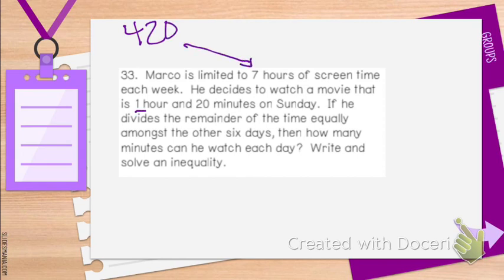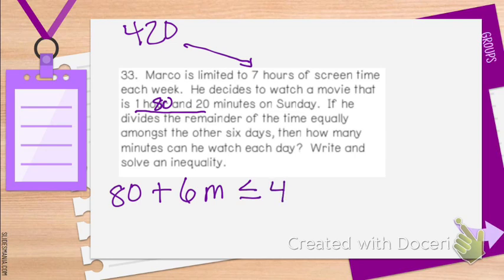Now, he already watched a movie that's 1 hour and 20 minutes. That's 80 minutes, okay? So 80 minutes plus, we have 6 more days he can watch movies, but how many minutes can he watch movies each day to be less than or equal to 420 minutes total? Okay, he's limited to it, so it means he could watch 7 hours or he could watch less, but he cannot go over. Okay, we started with 80 and we have 6 days left to divide up those other remaining minutes. Okay, all right, now solve this one.